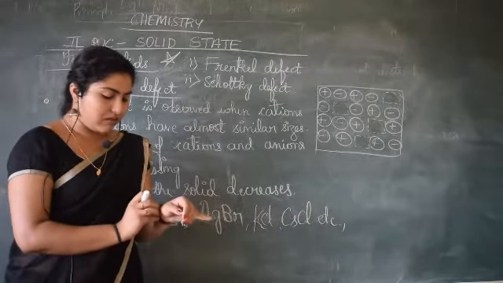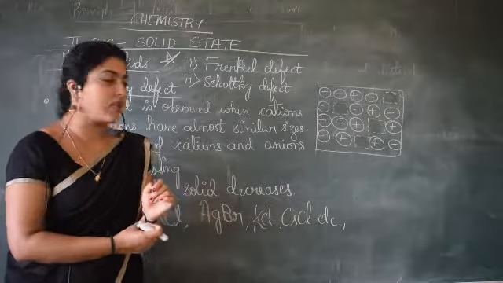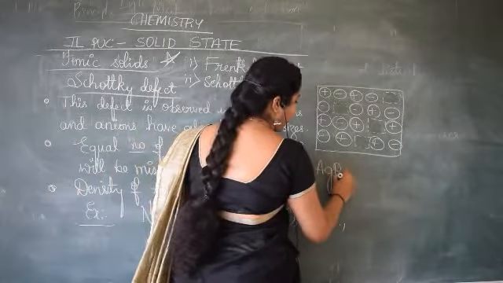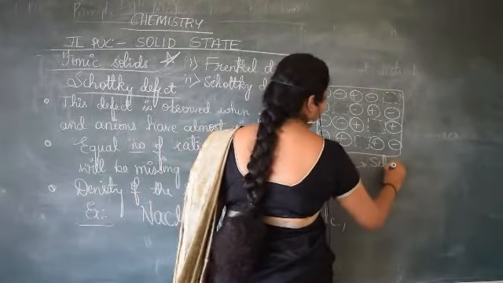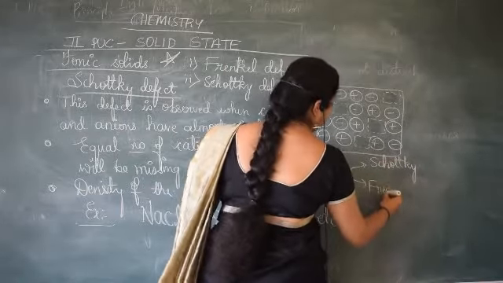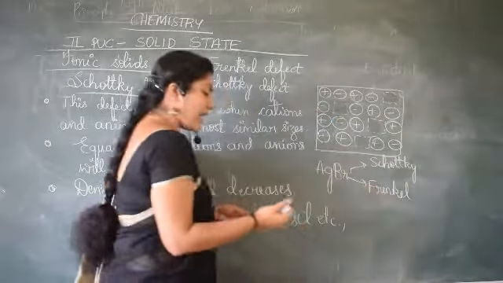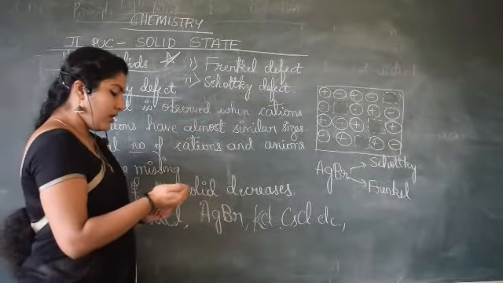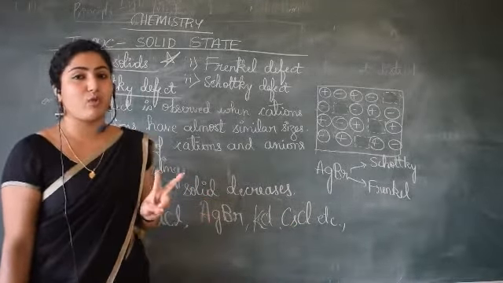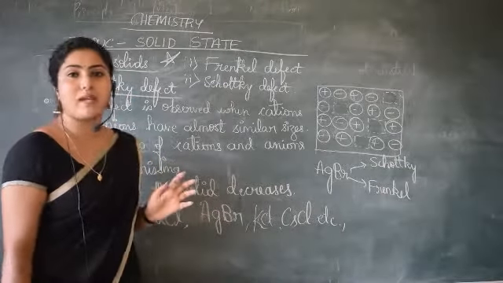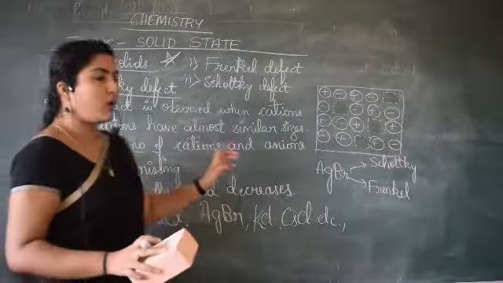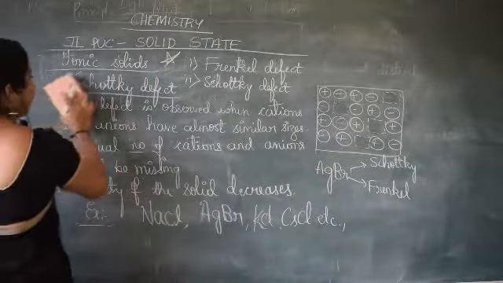I repeat this point: silver bromide shows both Schottky as well as Frenkel defect. Why I am highlighting this statement is because they will ask you to give an example for a solid which shows both Schottky and Frenkel defect, then your answer must be silver bromide, and that is why it is very important to know. Hope it is clear. Next we will move on to the next type of defect.